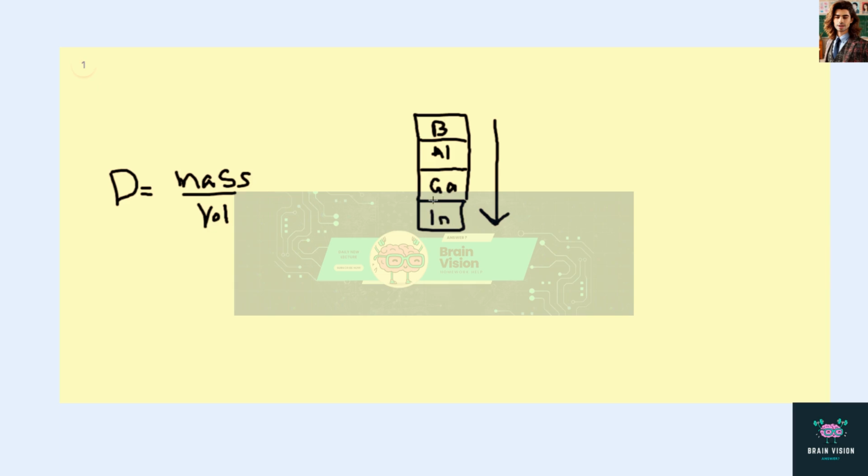Therefore, density is a periodic property because you can predict the density of an element based on its location in the periodic table.